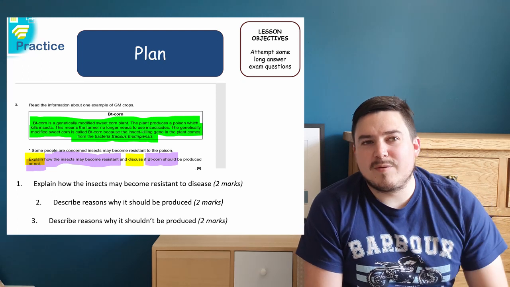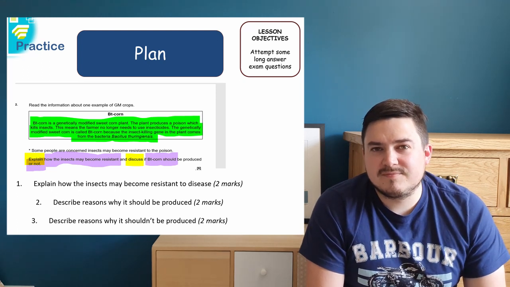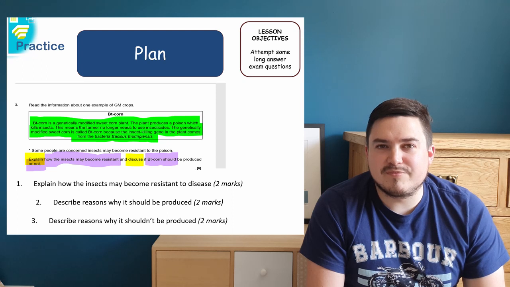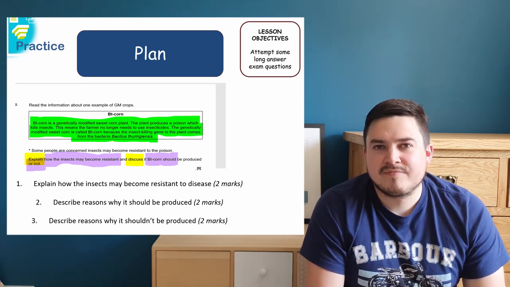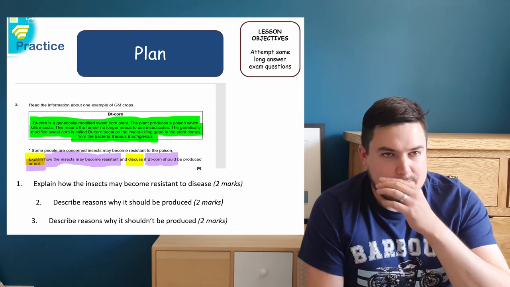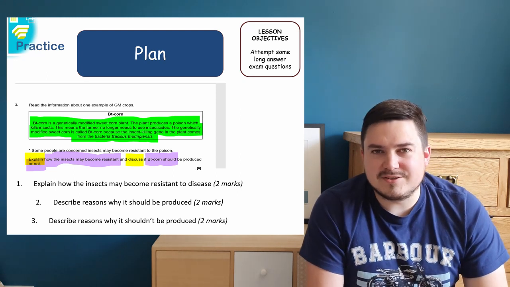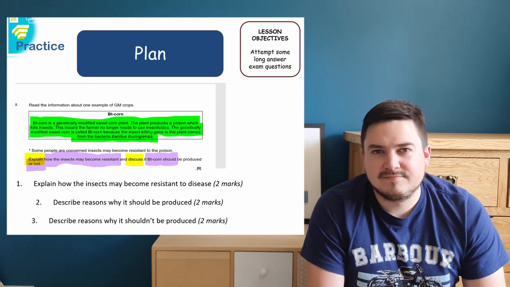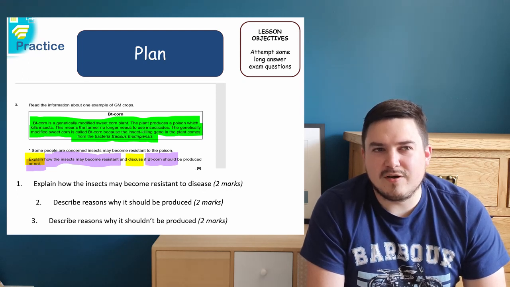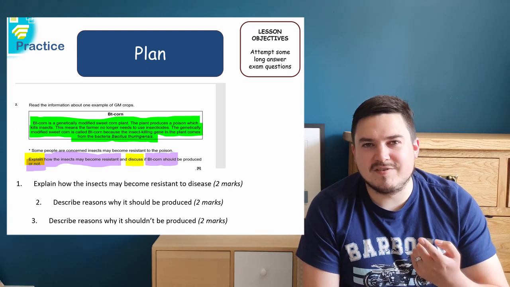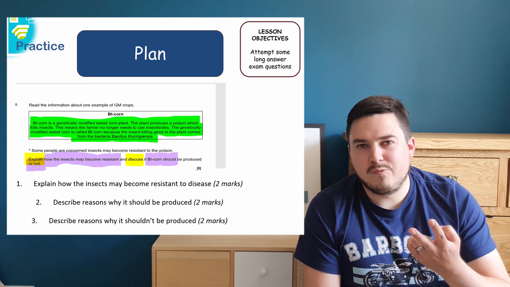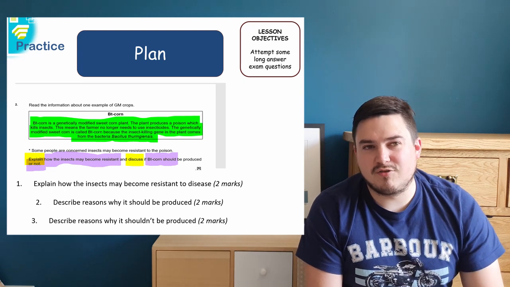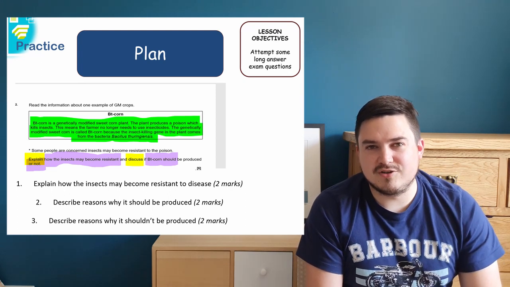We're then going to have to talk about reasons why it should be produced and reasons why it shouldn't be produced, and also state our opinion somewhere as well. There are 3-4 things to talk about, 2 marks-ish for each of the things we're going to say. So I'd recommend you spend a lot of time thinking about how things become resistant to insecticides, reasons why we should be producing this crop, and reasons why we shouldn't be producing this crop.